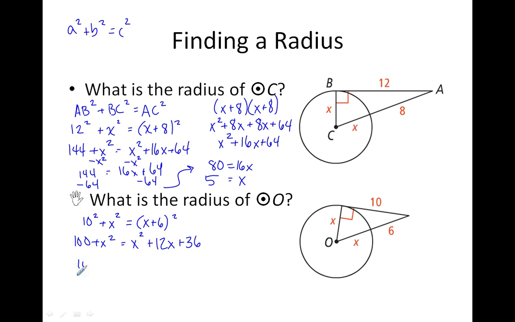Subtract x squared from both sides, I get 100 equals 12x plus 36. Subtract 36 from each side, we get 12x equals 64. Divide both sides by 12, we get x equals. Now 64 over 12 will reduce to 16 thirds, or we could write it as a mixed number of 5 1/3. Either way, do not change it to a decimal because it's a repeating decimal, so we want to keep it as a fraction to preserve the actual number.